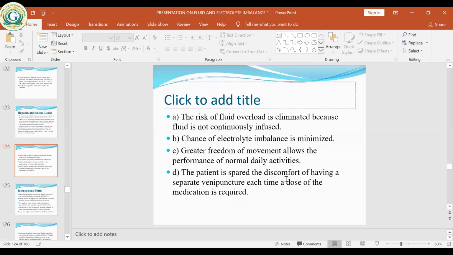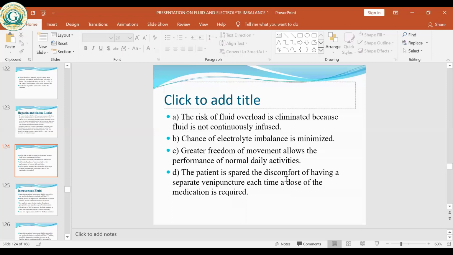Greater freedom of movement allows the patient performance of normal daily activity. The patient can move around with that small thing fixed at the entrance of the cannula. The patient is free to move everywhere and do whatever the patient wants to do without being restricted to lie on the bed. For the sake of IV medication, the patient would otherwise be lying on the bed from morning till evening. The patient can be free to move about and do his or her normal daily activities on the ward. The patient can even go and come back to receive it.